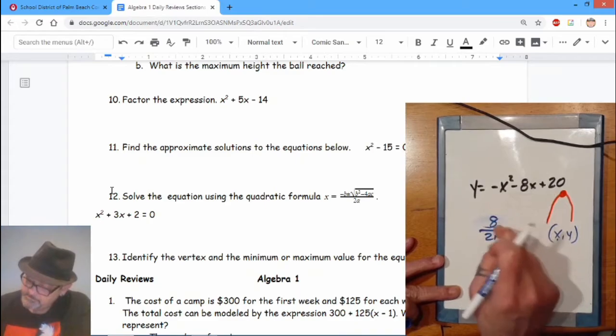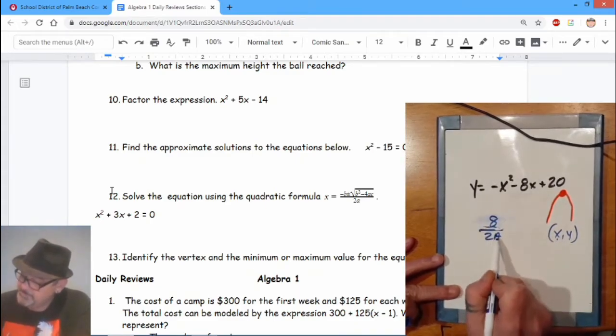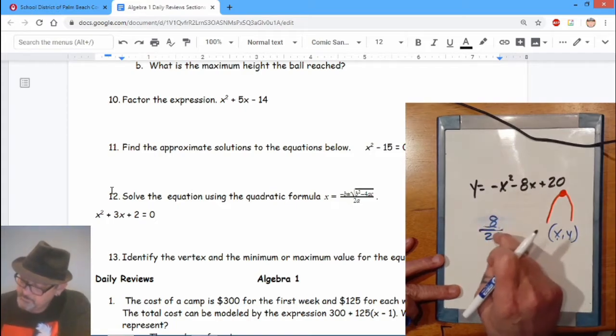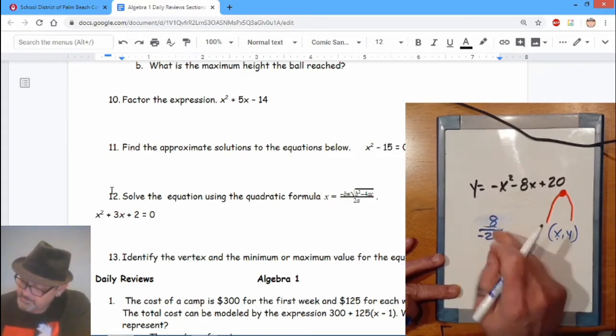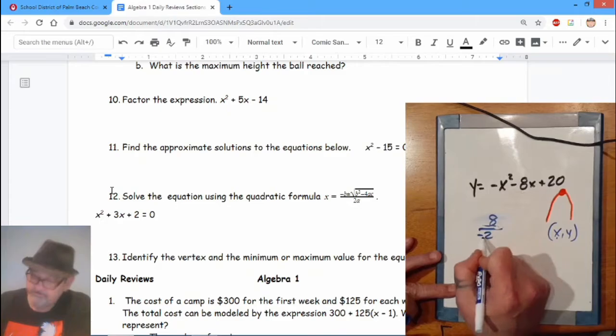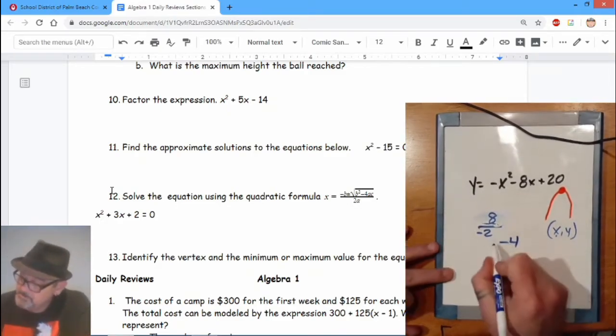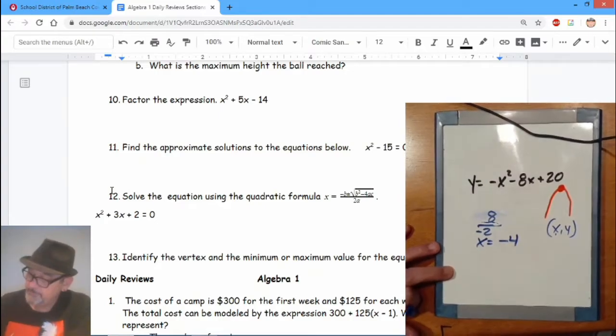Positive 8. Oops, there we go. 2 times A, A is negative 1. Remember, there's an understood 1 here. So negative 1 times 2 is negative 2. And 8 divided by negative 2, well, that's negative 4. So my x is negative 4.